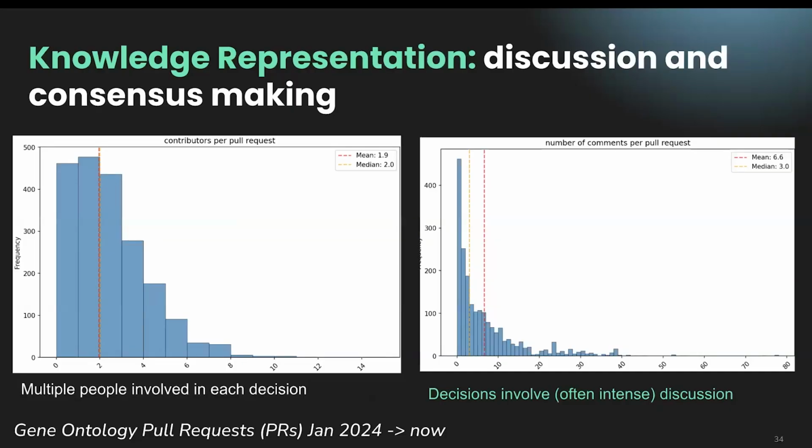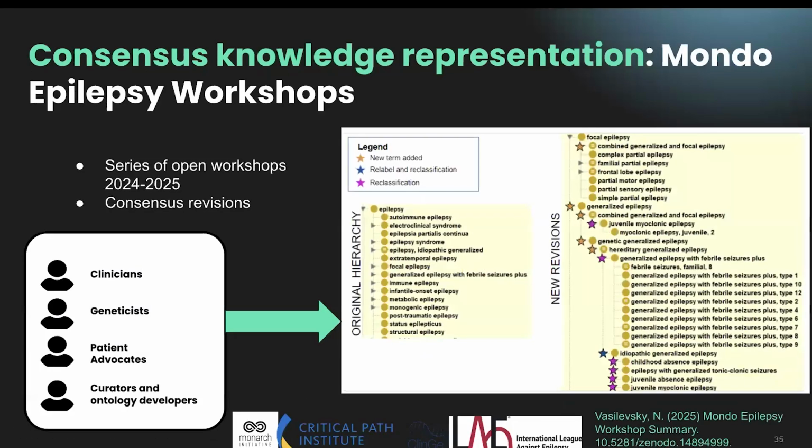Within the gene ontology, for example, we have multiple people involved in many of the decisions that are made in the ontology. You can see this by looking at how many people contribute to each individual pull request, or how many comments there are on any one individual issue. Maybe the majority of issues go through quite straightforwardly, but there's a long tail of issues that often require a huge amount of discussion, just because the biology is complex and maybe the community hasn't arrived at consensus on how to represent things.